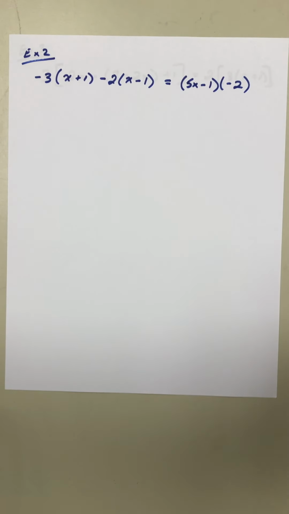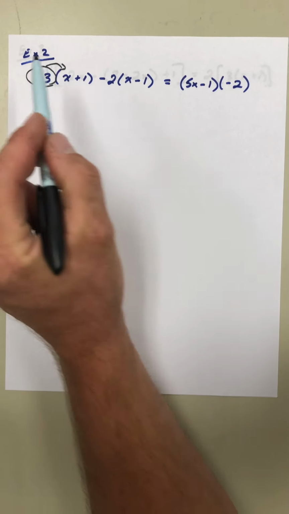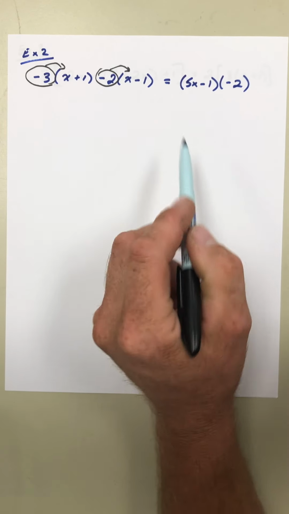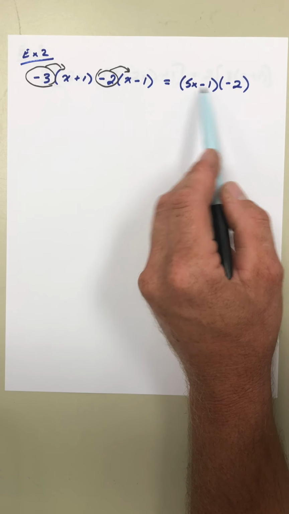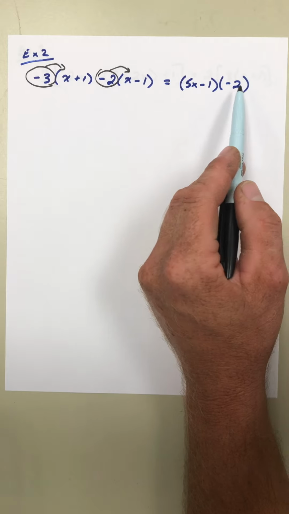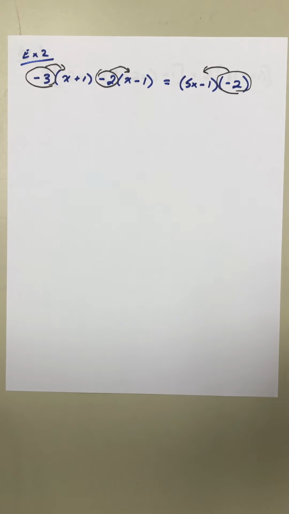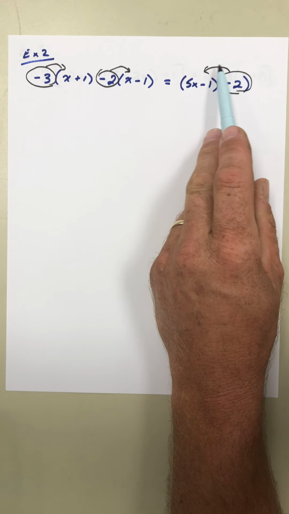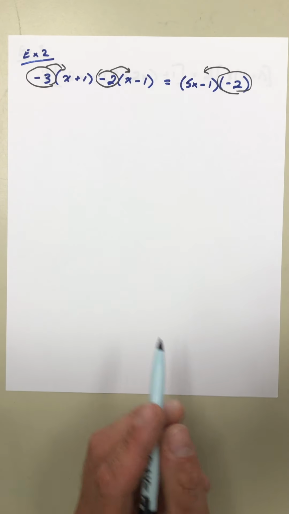In example 2, we're going to get a little more complicated, but again, it's going to be very similar. We're going to see a negative 3 being distributed into this quantity, a negative 2 being distributed to the second quantity there. Now notice on the right side here we have 5x minus 1, the quantity, times the quantity of negative 2. So again, this is just a distribution property. It's going to be kind of a backwards distribution. So we're going to multiply the monomial, the single term, into this term that has two terms, or a binomial.